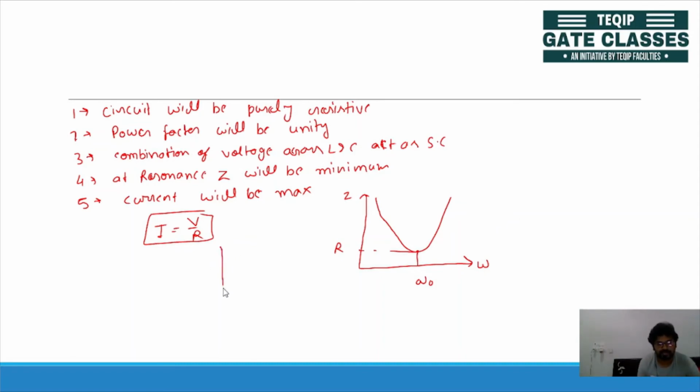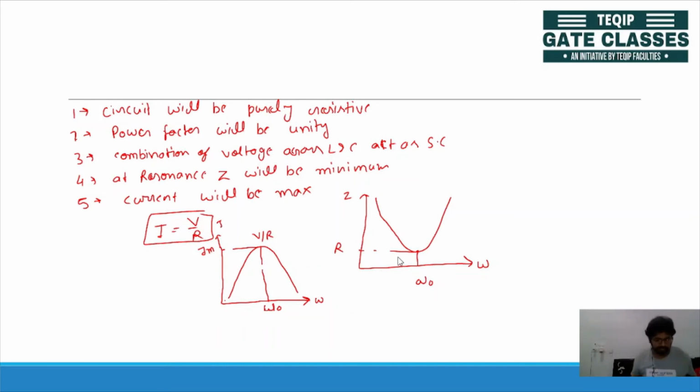So if we talk about the current waveform, let's say this is omega, it will be the reciprocal of this impedance waveform, like this. Here your current will be maximum at omega naught, at resonating frequency, and this will be your Imax, and it is V by R. So this is your relation of current versus omega.